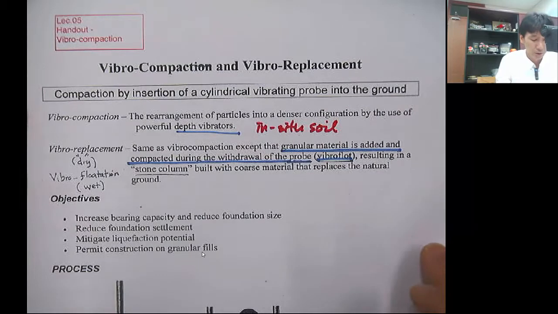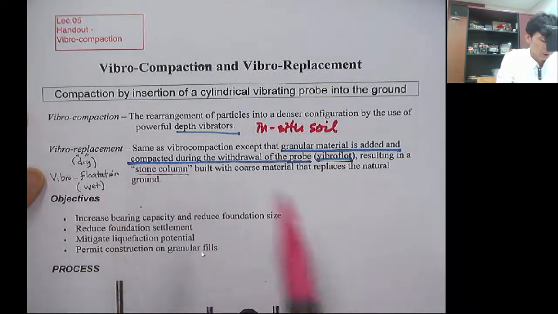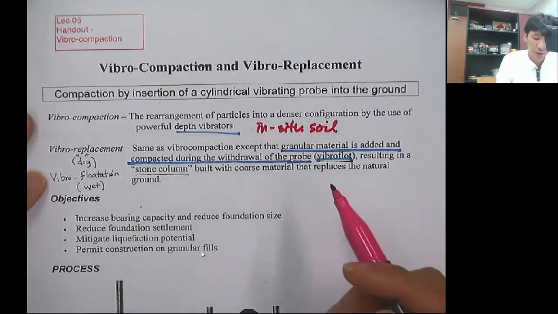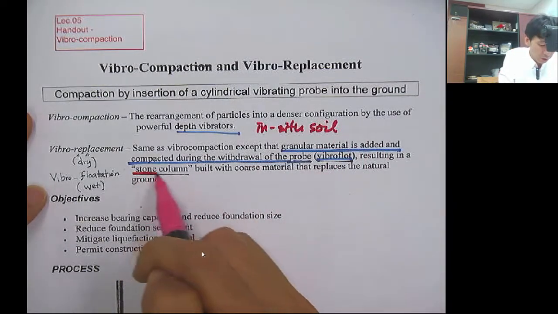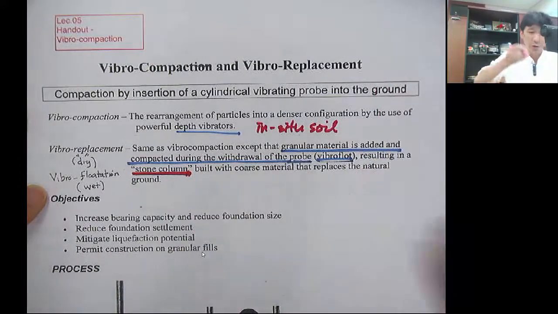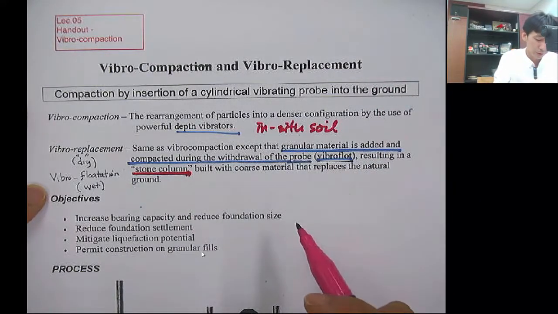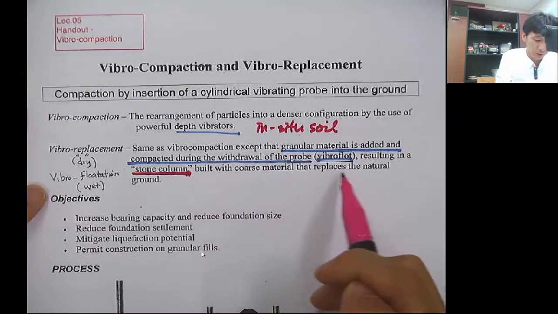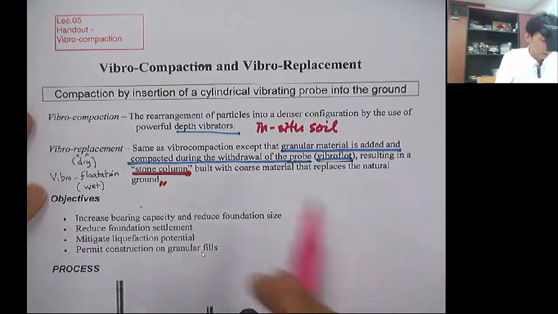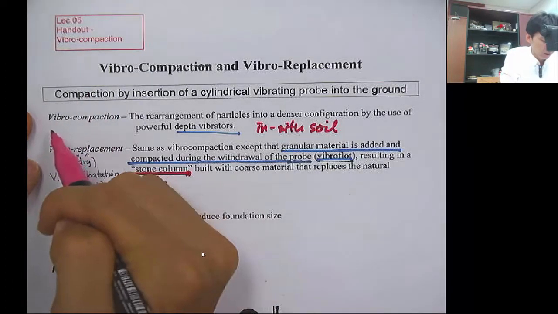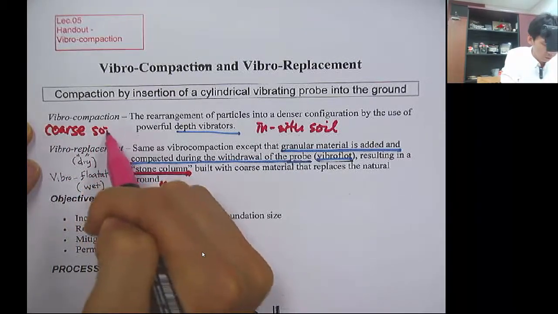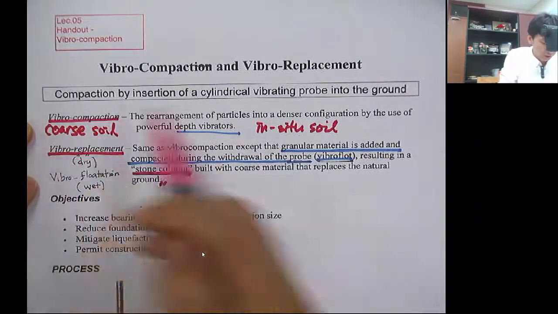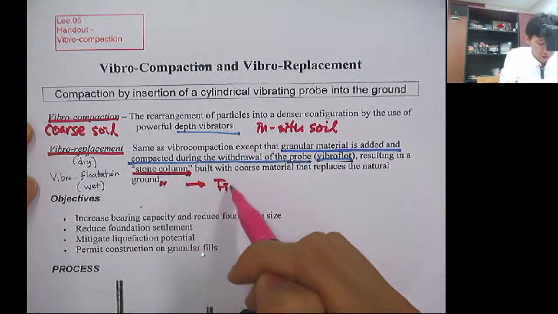So basically, in the vibral compaction, it used the in situ soil to fill the gap or fill the craters. But in the vibral replacement, you replace the in situ soil with granular material like gravels or stones or cobbles. So it results in stone columns as you withdraw the probes, built with the coarse material that replaces the natural ground. So while vibral compaction is applied to coarse-grained soil, and vibral replacement is typically used for fine-grained soil.